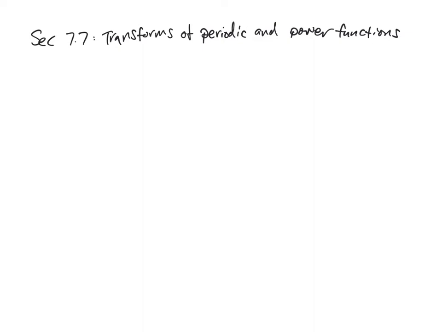Hello, today we're going to continue with section 7.7, but now we're going to talk about power functions. Throughout this whole chapter, we've taken a lot of advantage of the linearity property of the Laplace transform, being able to break up sums and take the Laplace transform of each term separately. Now we're going to take that to the extreme. We're going to consider an example.